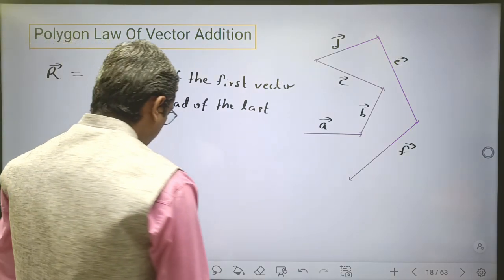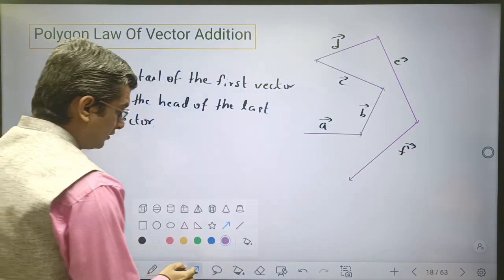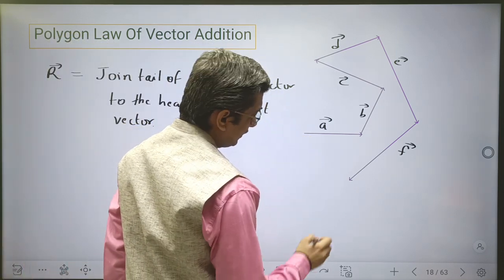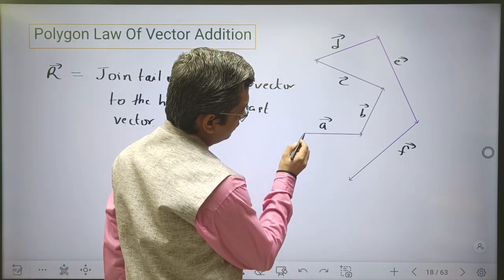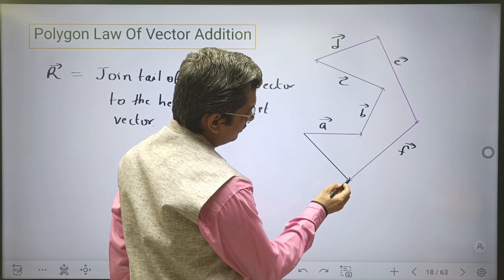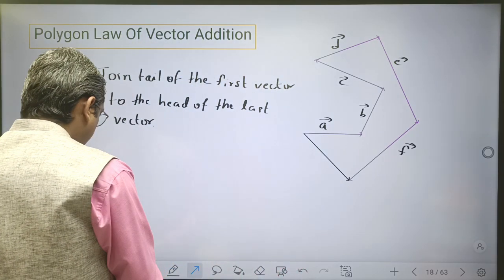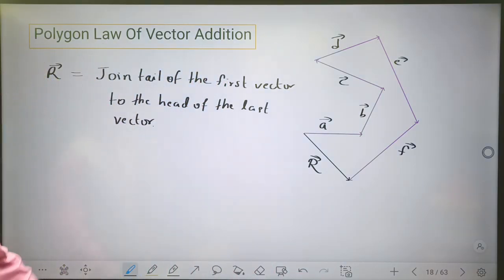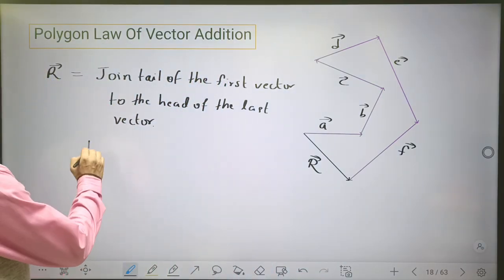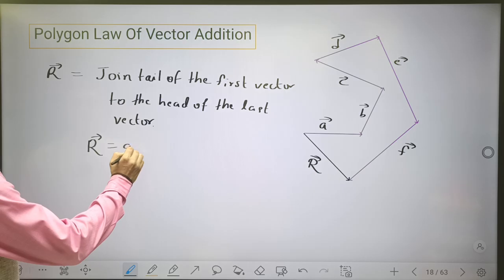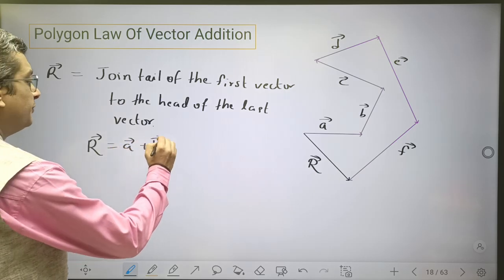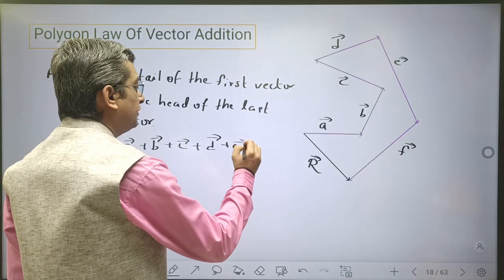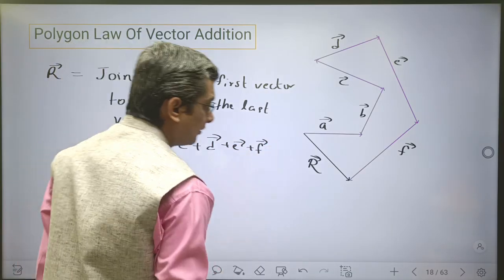So here the vector starts from A, so this is the tail of the first vector and this is the head of the last vector. Join this. So this black line is giving the resultant vector. So we can write R vector is equal to A vector plus B vector plus C vector plus D vector plus E vector plus F vector.